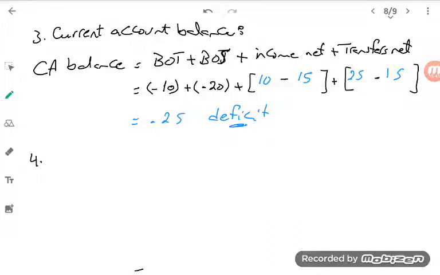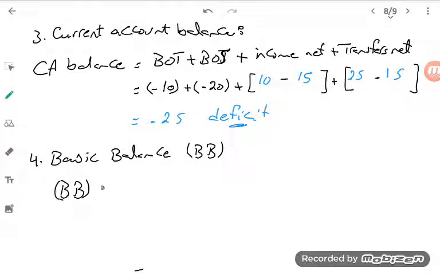Account number 4, or balance number 4. It's known as basic balance, or BB. BB is calculated as current account balance plus long term capital net.